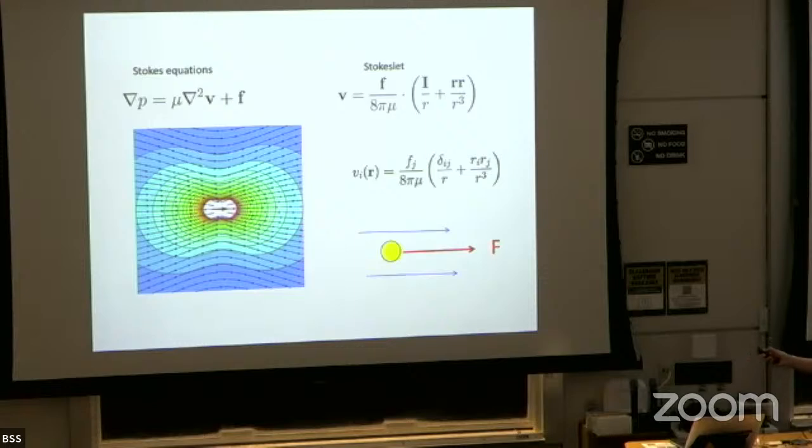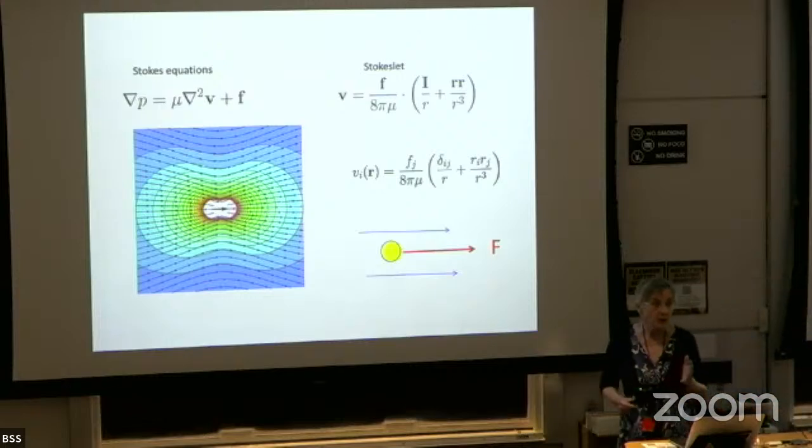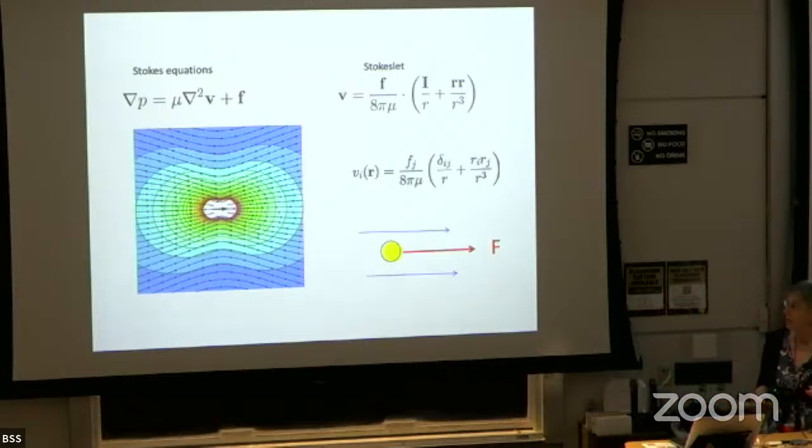Stokeslet you saw in Kirsty's lectures, and it looks like this. Velocity proportional to the force. That's because we're at low Reynolds number, so we're looking at the Stokes equations, and the Stokes equations are linear, which is good because we can do things with them. And then we have force over 8π times the viscosity, I over r. And the important thing is that the velocity field goes as 1 over r. So if you look a long way away from the swimmer, you have a far flow field which goes as 1 over r.